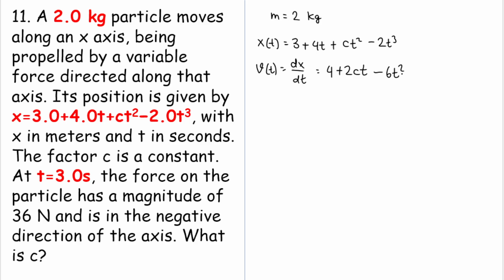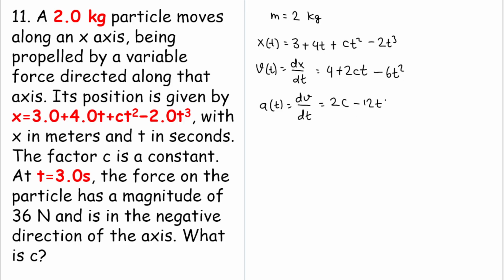And then we can differentiate the velocity. We'll have the acceleration, which is the derivative of the velocity with respect to time. The derivative of 4 is 0, and the derivative of 2ct with respect to t is 2c. And then we will have -12t.